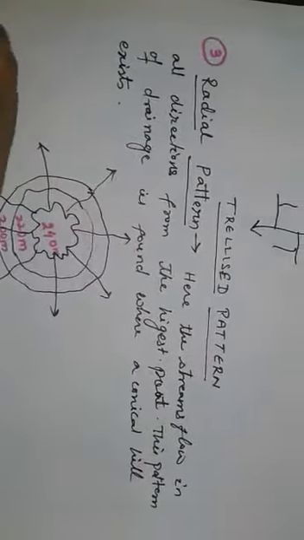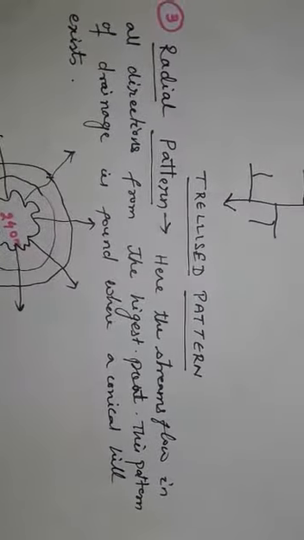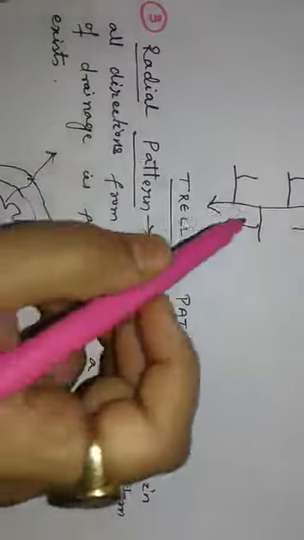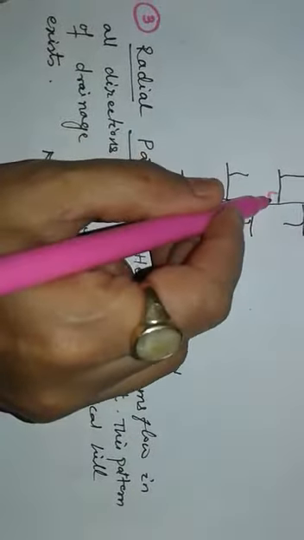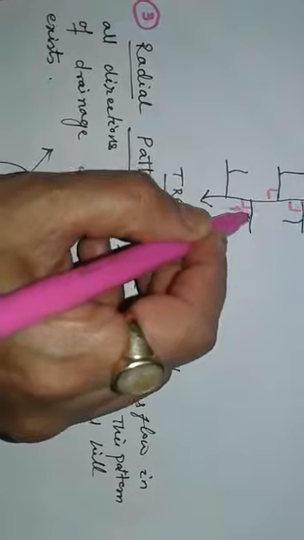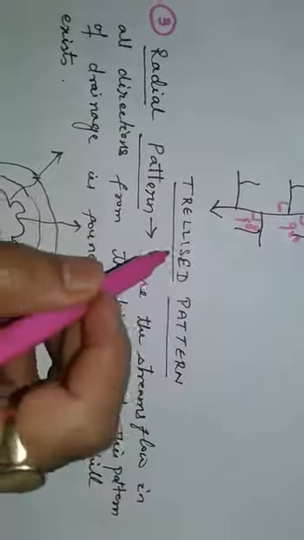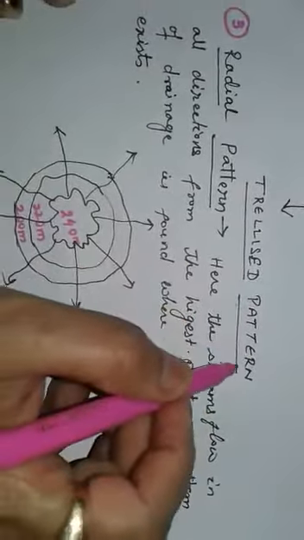See children, trellised pattern. Here, the main river, and the tributaries will form a right angle over here, 90 degrees, 90 degrees, 90 degrees. So, this is the trellised pattern of drainage system.